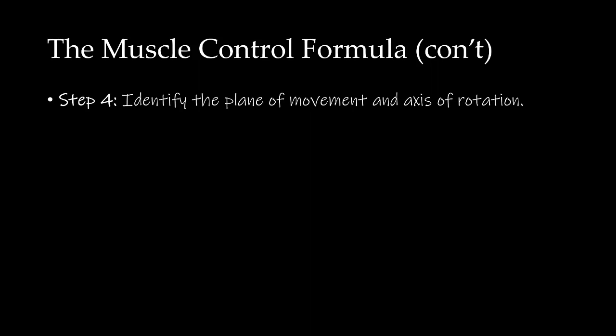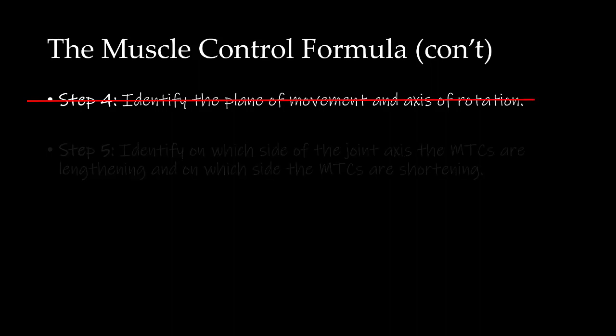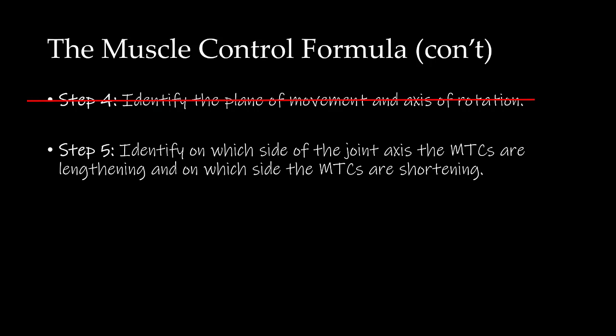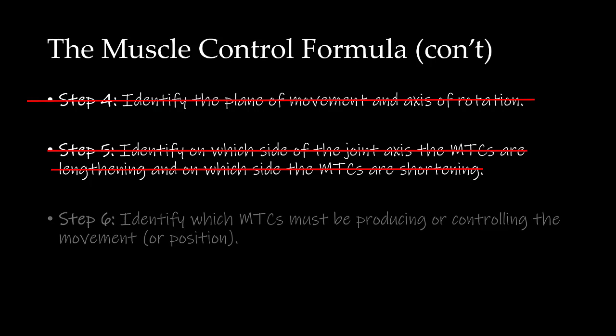In step 4, we identify the plane of movement or the axis of rotation, and we said that really wasn't necessary when we talk about isometric MTC actions. Step 5, we identify on which side of the joint axis the MTCs are lengthening and on which side the MTCs are shortening. And again, we conclude that we really don't need to do this step because simply in step 6, when we identify which MTCs must be producing or controlling the movement or position, we are going to say it's the MTCs creating a torque about the joint, which is opposite that of the external force, which in this case would be the abductors acting isometrically.